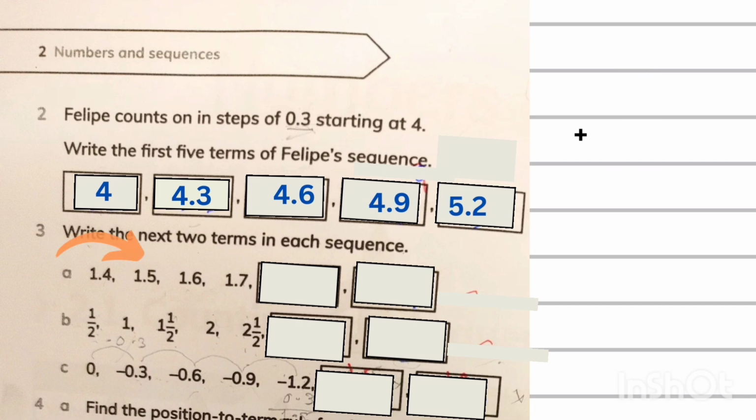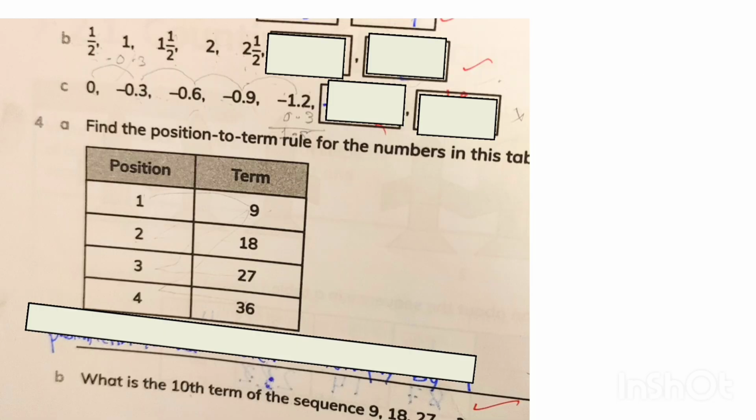Let's check question 3. In question 3, each number is increasing by 0.1. 1.4 and 1.5 is increasing by 0.1. And then 1.5 and 1.6 is also increasing by 0.1. So the term to term rule is to add 0.1. In this way, 1.7 plus 0.1 is 1.8 and 1.8 plus 0.1 is 1.9.